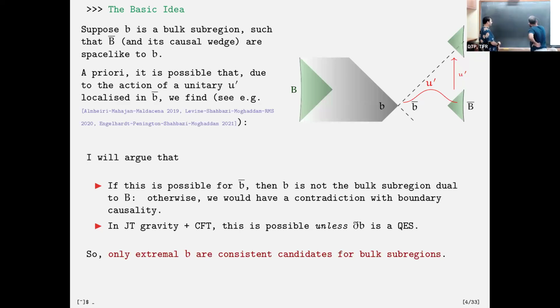And now let's say my bulk region, small b, this one. Okay, both are extremal. But it's not extremal everywhere, and not everywhere. That's why I was asking about piecewise extremal. So in this case, this boundary, apart from this point, would be extremal, and this would be homologous to this.